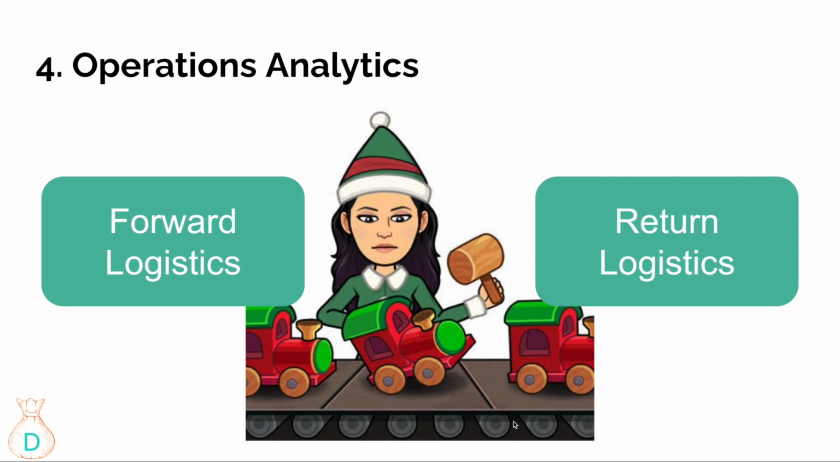For operations analytics, I probably break it down into forward logistics and return logistics. So forward logistics is like, if you have a physical product, you have to ship it out, and that'll be your forward logistics. And the return logistics will be like getting all the returns.